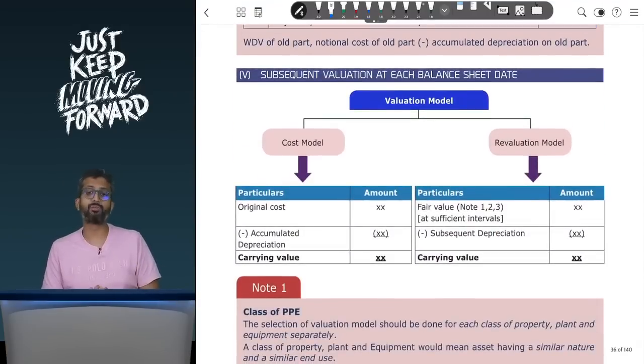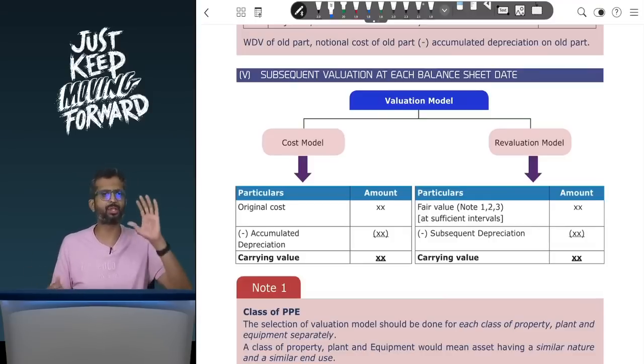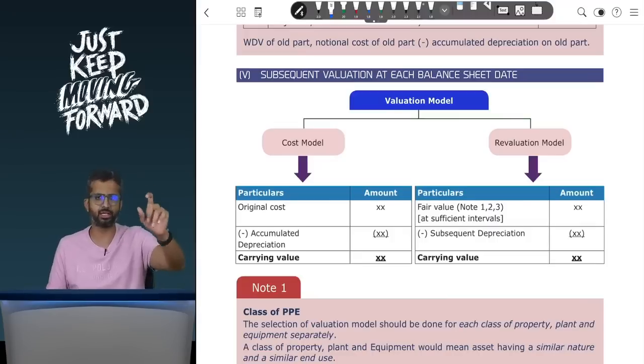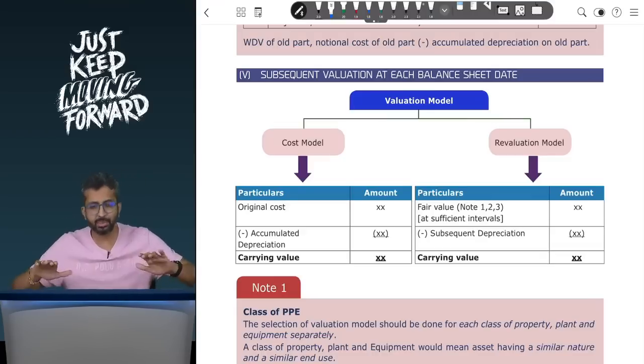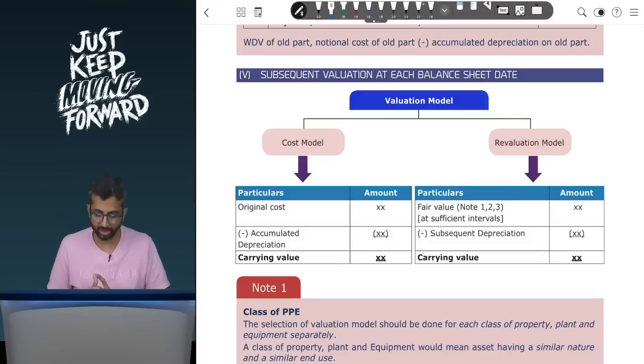Next, we look at subsequent valuation at each balance sheet date. Subsequent valuation can be done at each balance sheet date by using the cost model, that is, take the historical cost minus accumulated depreciation or accumulated impairment as the case may be, or it can be done using the revaluation model, in which case you will take the fair value. But when do you find the fair values? Well, fair values can be taken at sufficient intervals. Sufficient intervals have not been specifically defined, but if assets have volatile values, then you will have to do revaluation annually. If they have largely stable values, then you can do revaluation every 3 to 5 years.